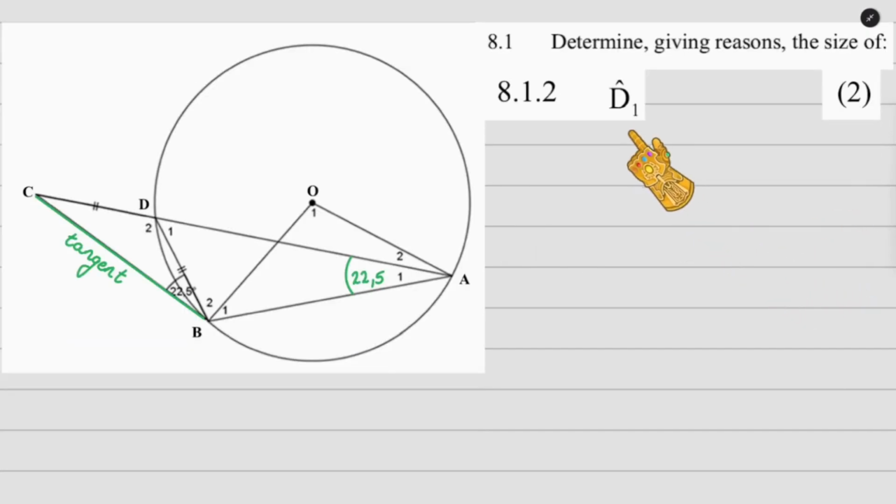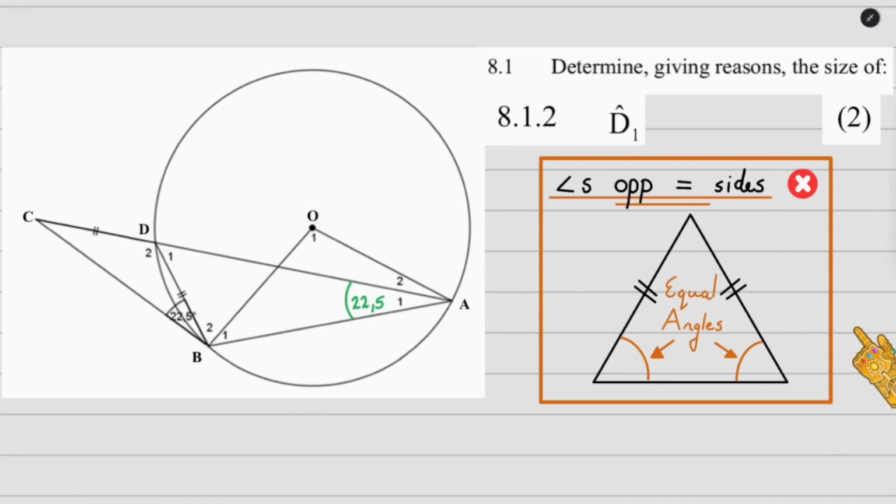In the next question, we need to find the size of D1. And D1 is located over here. So I'm seeing something happening quite close by. I see an isosceles triangle. So let's use that to our advantage. So the theorem we apply here, if we have equal sides in a triangle, then we have equal angles located at the base of the triangle. So I know that this angle C is the same size as this, 22.5.